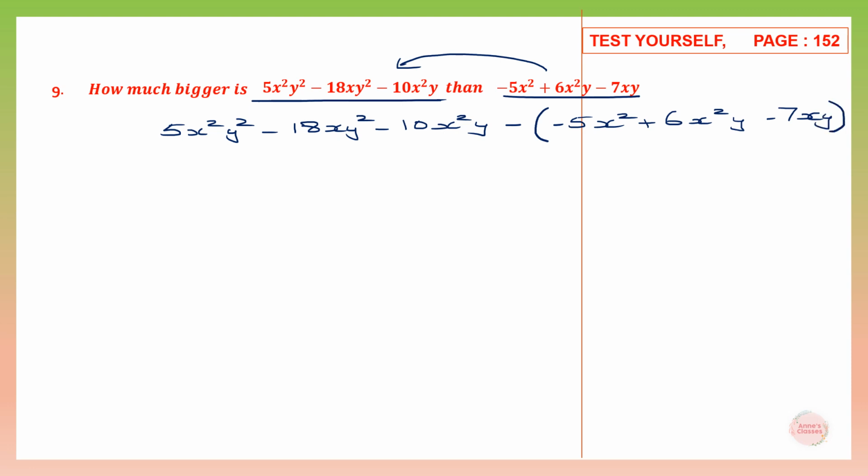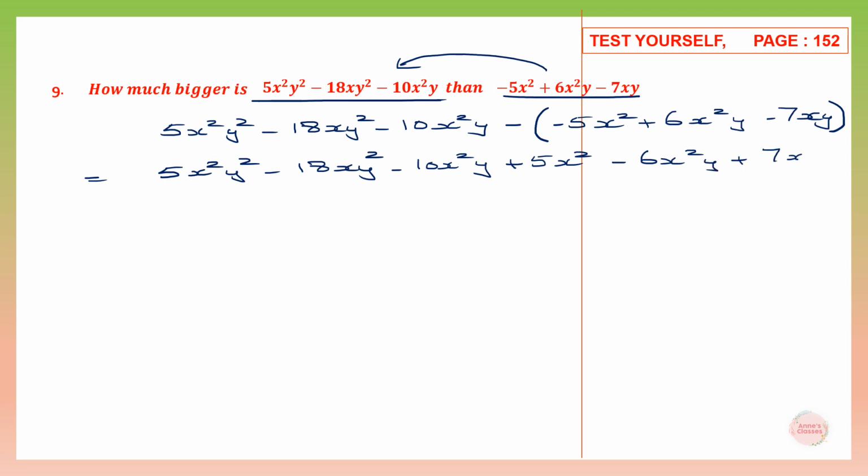So now what we're going to do is remove these brackets, and we have a minus sign before it. Change all the signs. So let's start by writing this. This is 5x square y square minus 18xy square minus 10x square y. We're changing the signs: plus 5x square minus 6x square y plus 7xy. We've changed all signs. Now let's look for the like terms.